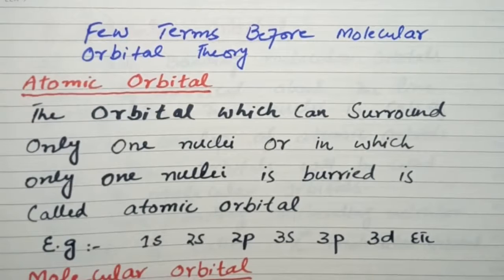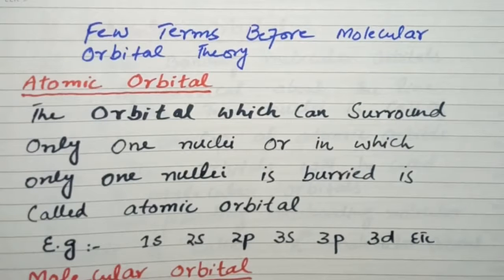Now what are atomic orbitals? These are the orbitals which can be surrounded by only one nucleus, or in which only one nucleus is buried. Or in further simple words, the orbitals which belong to a single atom are called atomic orbitals, and these will be represented by the terms 1s, 2s, 2p, 3s, 3p, 3d and so on.